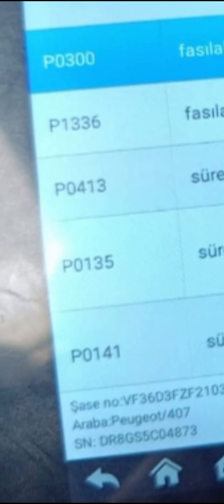The next code is P0135. That is the upstream oxygen sensor, the one with a green color connector. While the last error code, P0141, that is the downstream oxygen sensor.